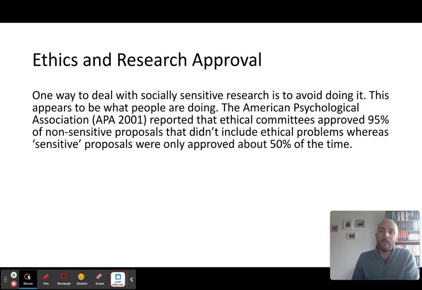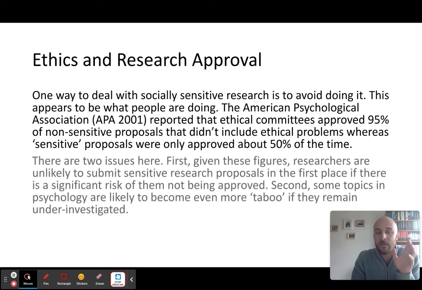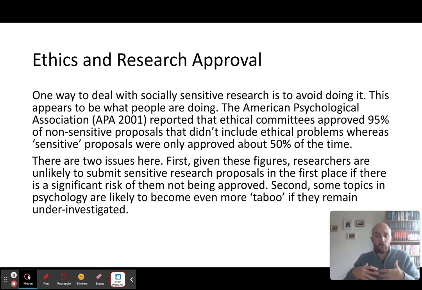And let me tell you why. So the APA reported that ethical committees approved 95% of non-sensitive proposals that didn't include ethical problems, whereas sensitive proposals were approved only 50% of the time. Now, that doesn't answer the question. This answers the question. Firstly, researchers are unlikely to submit sensitive research proposals if they're not going to be approved. Why would you try to do a piece of research if it's not going to be approved?